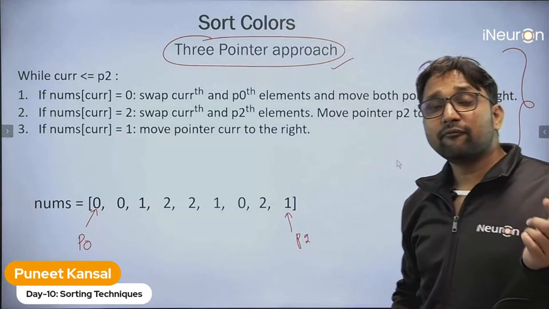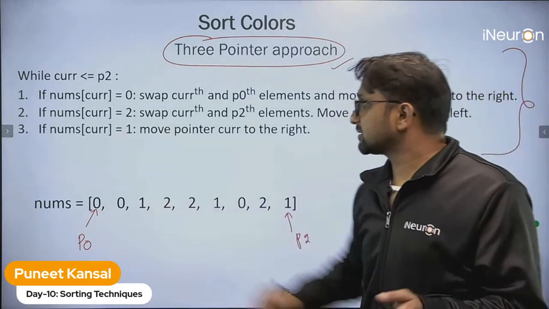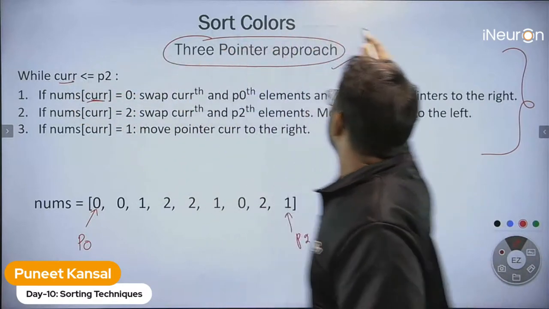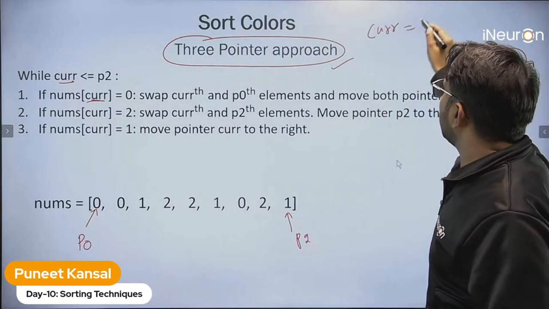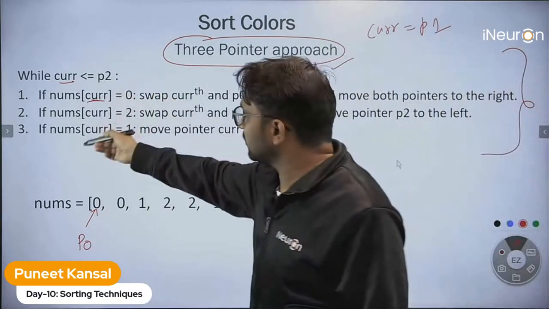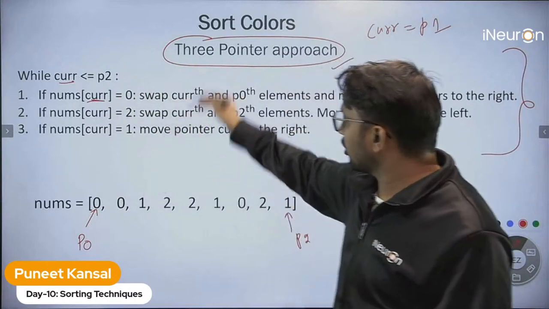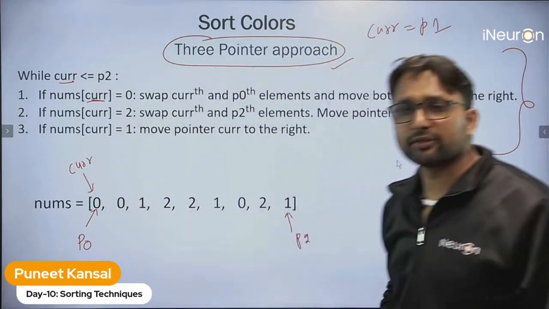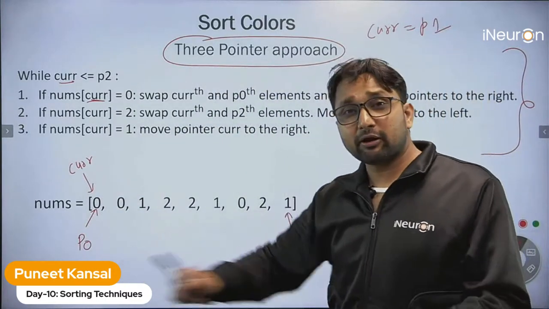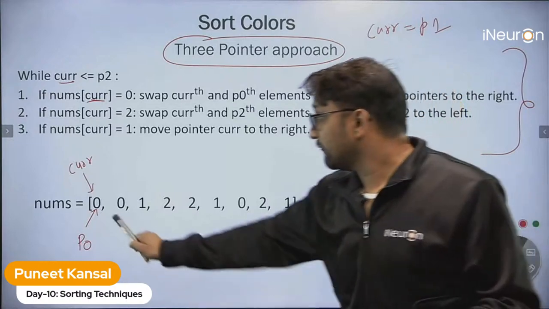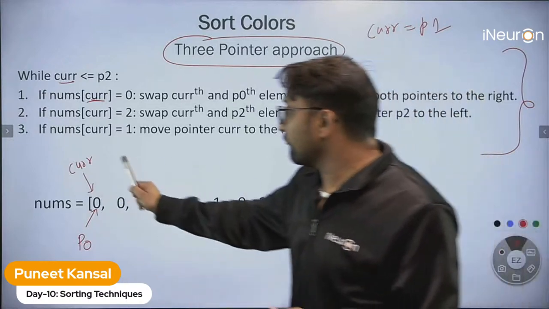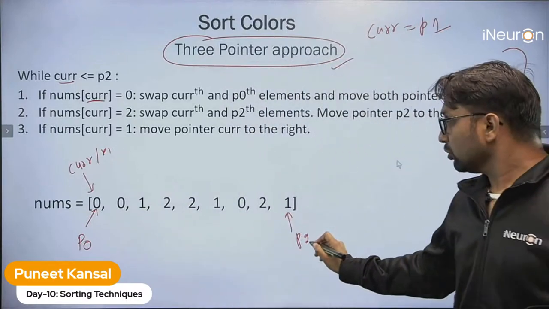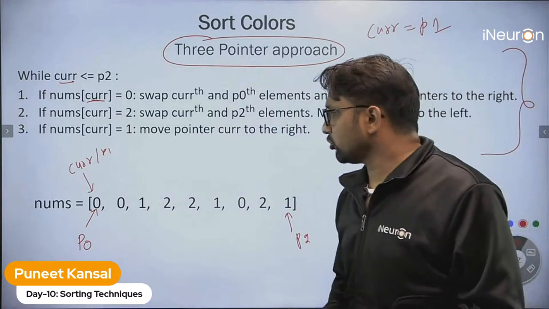There will be one pointer which will be keeping a record of ones. Right now, they have used the word current for that pointer. You can assign this variable name as P1 also. So, okay, let me use current only according to this logic. I'm just applying that. So current is also here, or P1 is also here. Three pointers we are using. We will move P0 when we find a zero. We will move current, or you can say P1, when we find a one. We will move P2 when we find a two. That's it. So you please help me in this.